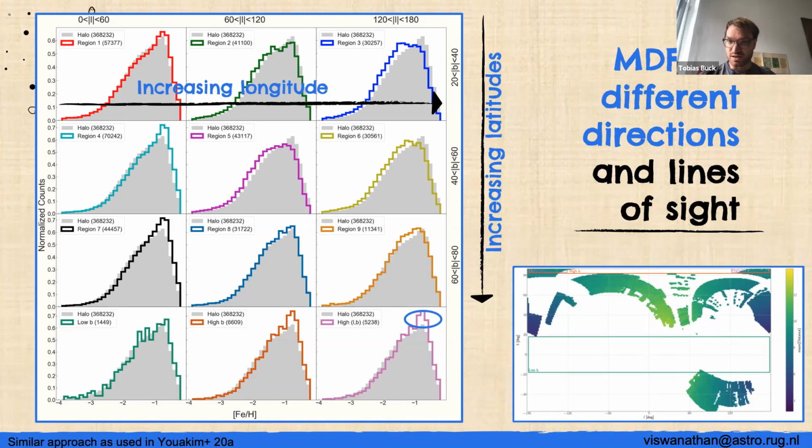Okay, we have a comment in the chat that the MDF drops significantly at -4, because that was the previous question.